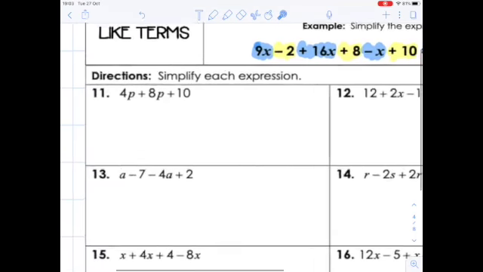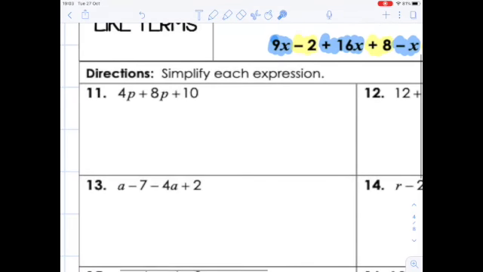So let's take a look at number 11. I have 4p plus 8p plus 10. First thing I'm going to do is identify the like terms. So 4p and 8p are like terms, and plus 10 is not a like term because it's a constant term and because it doesn't have a p.